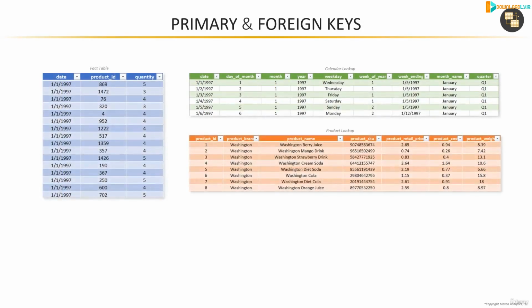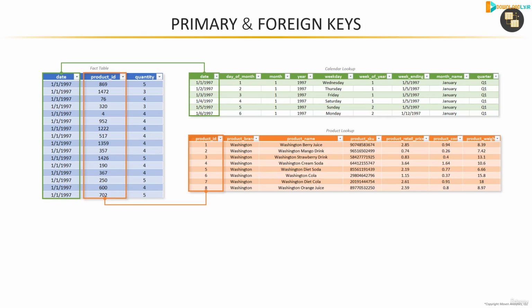All right, so picking up right where we left off, remember we're looking at these three different tables. In blue, we have our fact or data table that contains order quantities broken down by day and by product ID. In green, we have our calendar lookup or dimension table. And in orange, we have our product lookup table. And we talked about how there are some shared columns between these three tables that will eventually allow us to connect or relate them together.